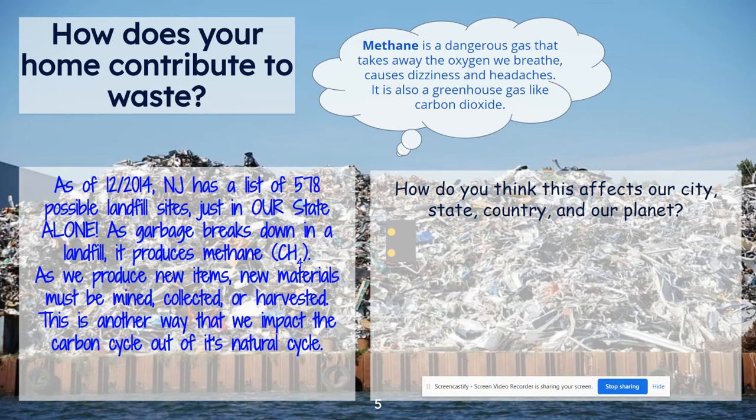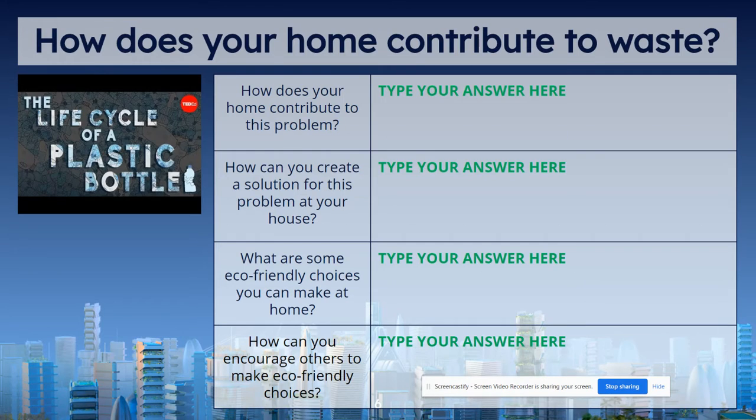So I'm back down into the blue. As we produce new items, new materials must be mined, collected, or harvested. This is another way that we impact the carbon cycle and we cause it to be out of its natural cycle. So how do you think this affects our city, state, and country and our planet? So how does your home, right, making waste, how does that affect us? How does your home contribute to waste?